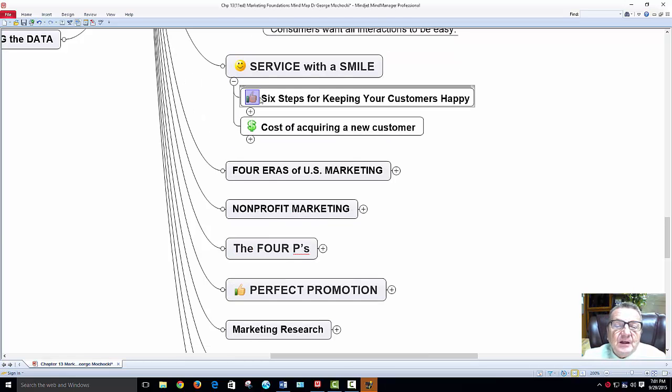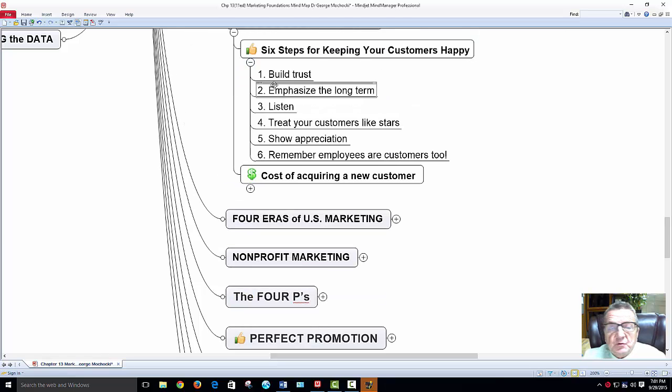You have six steps for keeping customers happy, and this is kind of interesting. I'm not going to go through them all: build trust, emphasis on long-term relationship, listen. Remember, God gave you two ears, one mouth. Treat your customers like stars. Show appreciation. I really appreciate it. Thank you for coming in. I know you didn't buy anything, but thank you anyway.